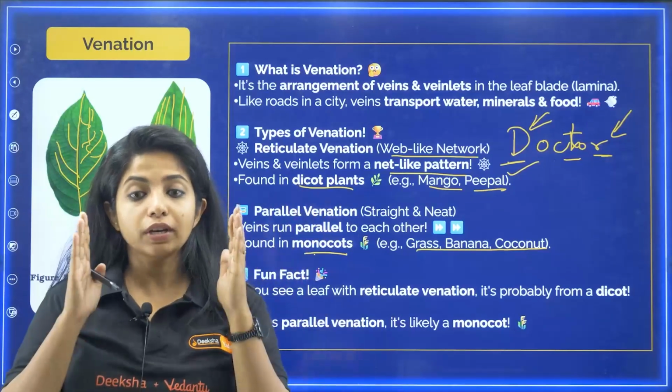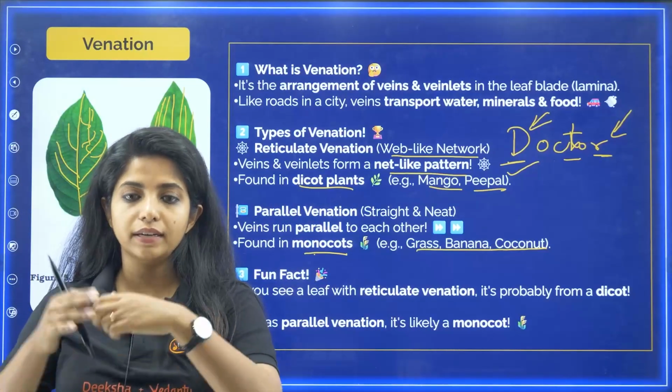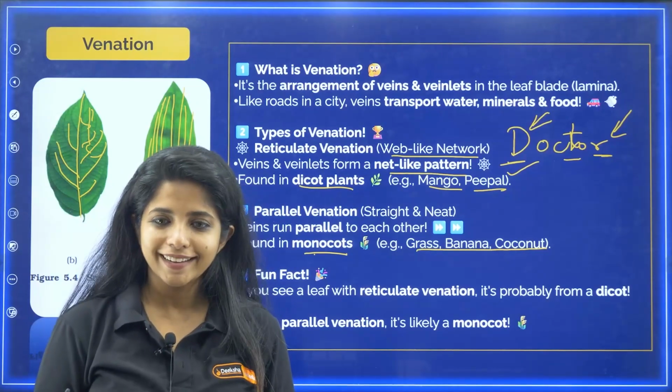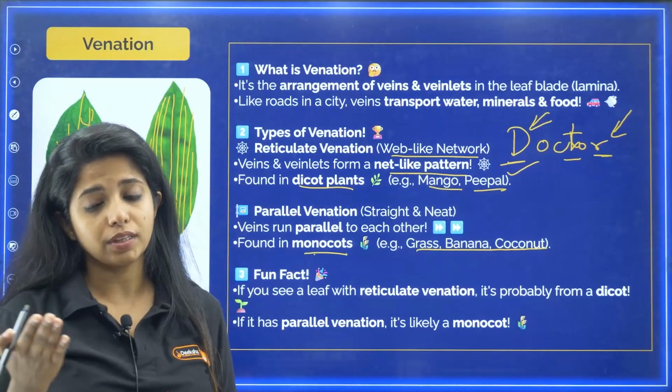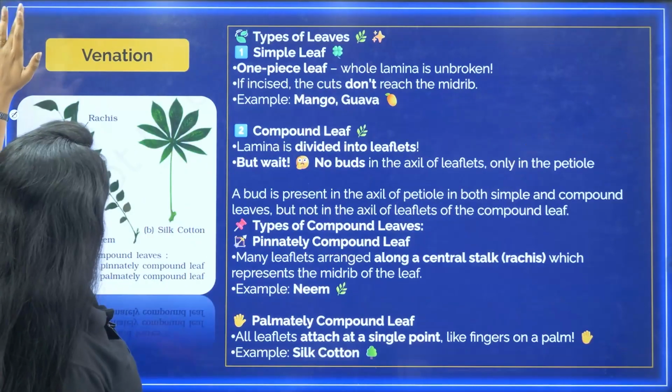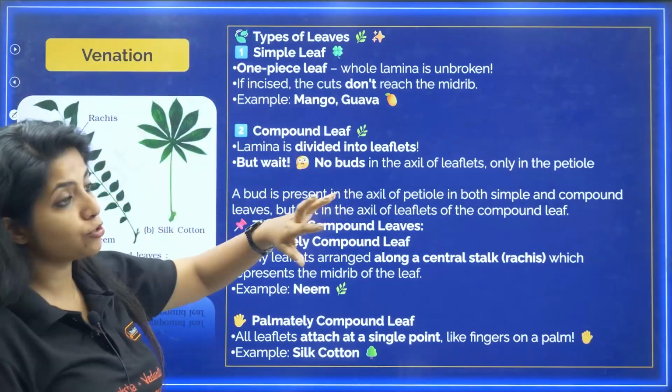Anyway, with the features that you remember, if you see the leaf of the coconut plant, you will understand that they show parallel venation. And if they show parallel venation, then they are monocots. Cool. So this is the thing that you need to know. Now, going ahead with the types of leaf.